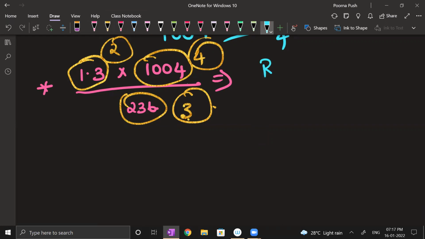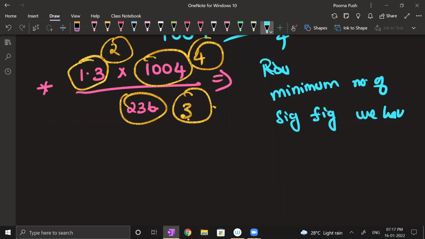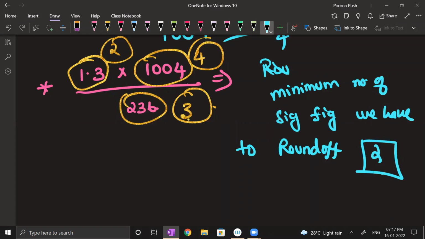See, write this down as a rule: minimum number of significant figures we have to round off. So 2 is the answer. 2 is the answer. So 2, 4, 3. So 2 is the answer. Got it? Yes, ma'am.